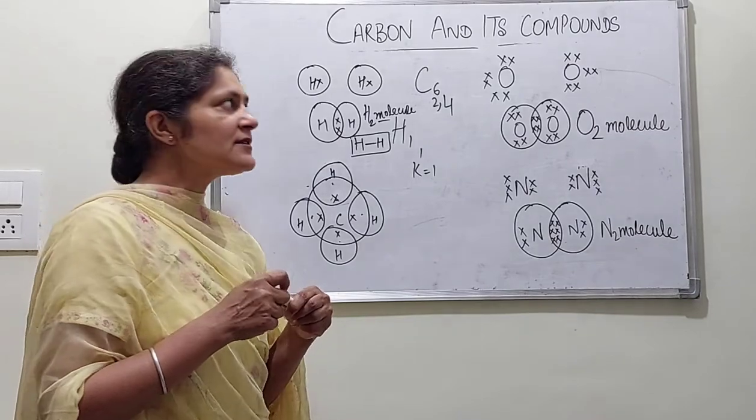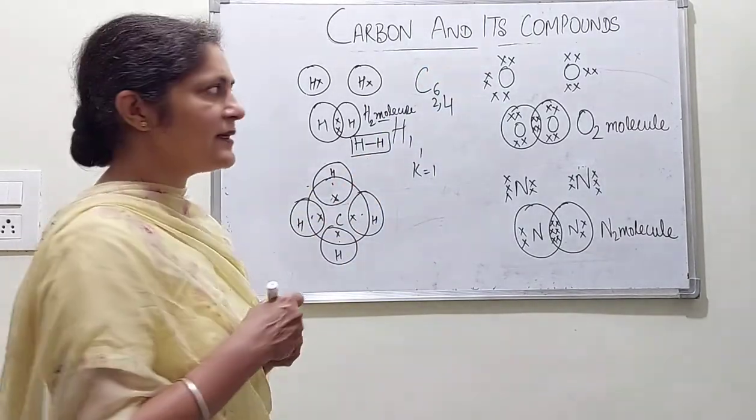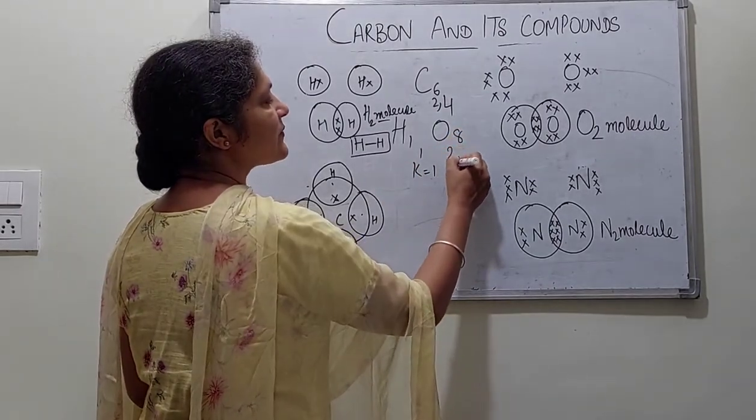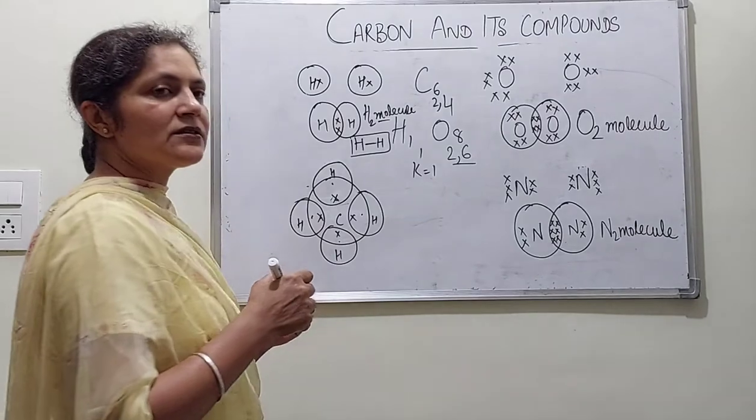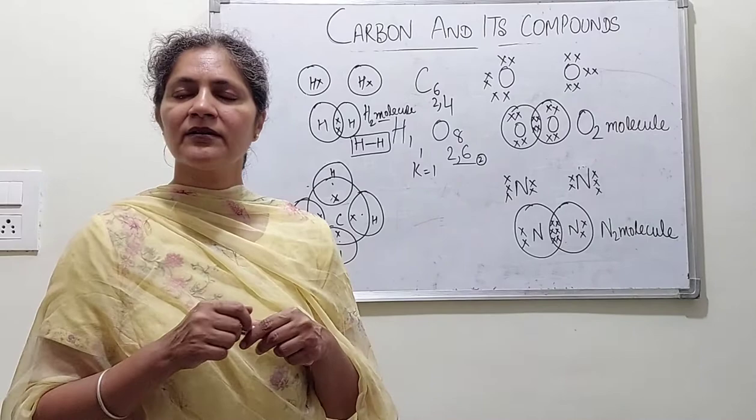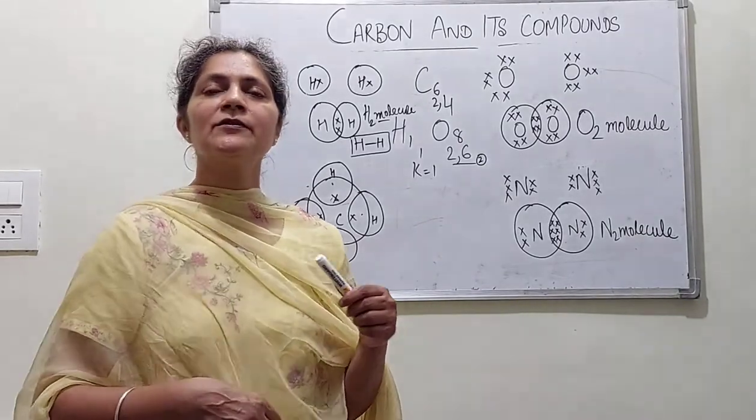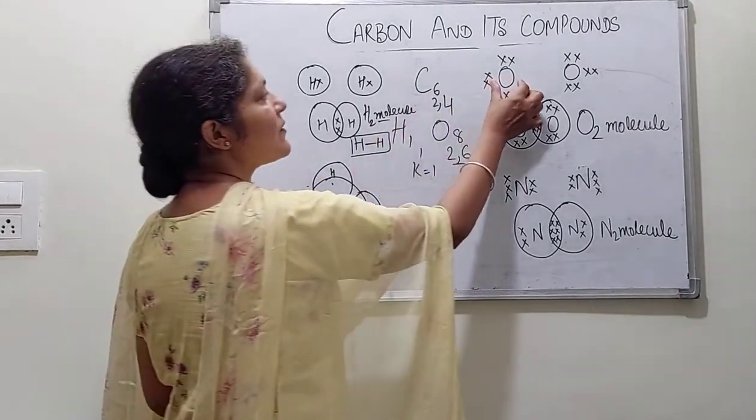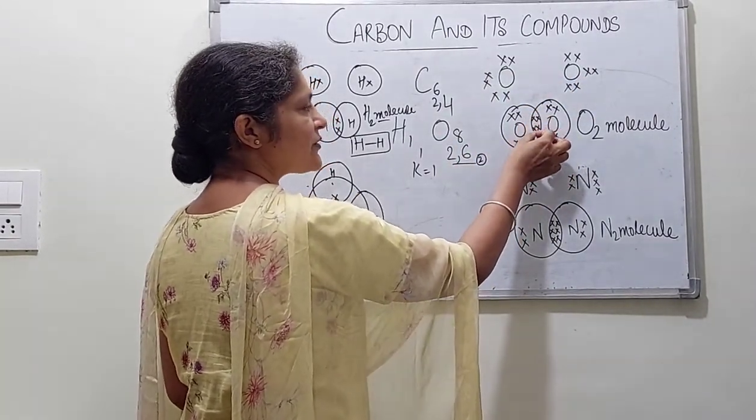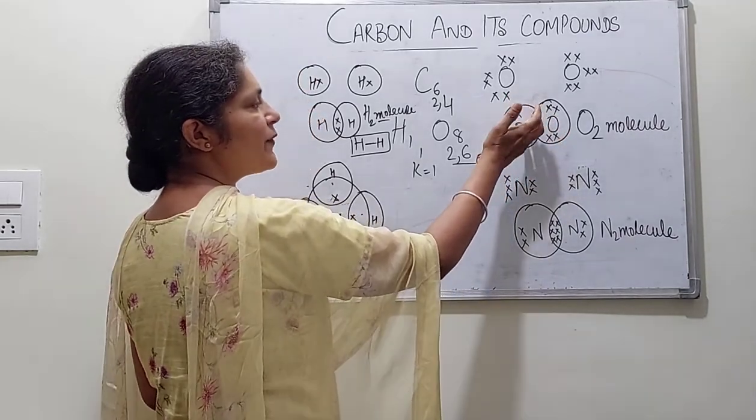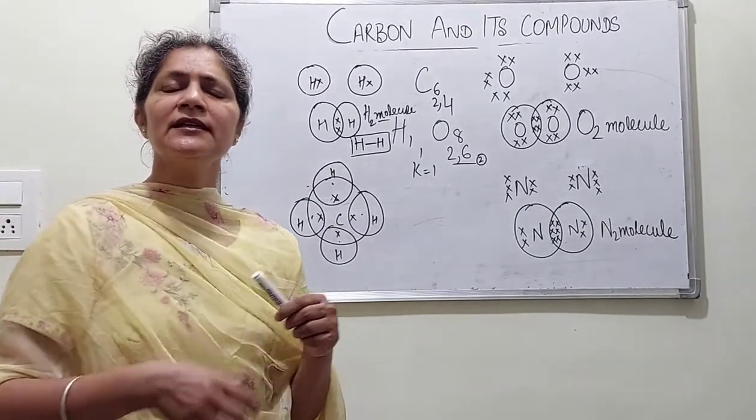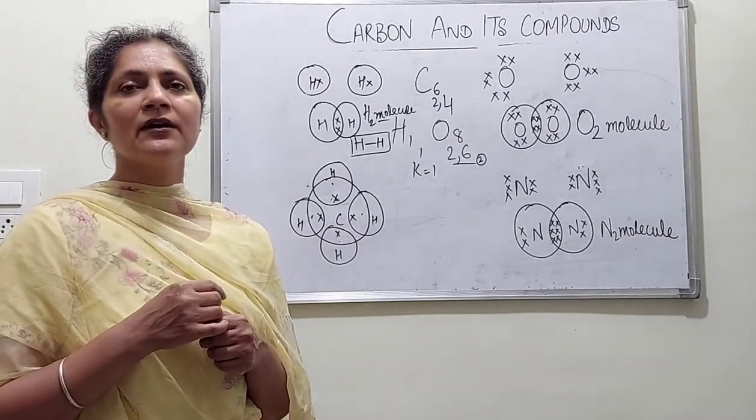Now students, in this second case, we have oxygen. Oxygen, its atomic number is 8. Its electronic configuration is 2 and 6. So it requires 2 more electrons to complete its octet, to complete 8 electrons in the outermost shell. So oxygen atoms will combine. They will share their electrons to form a molecule of oxygen. Right students?